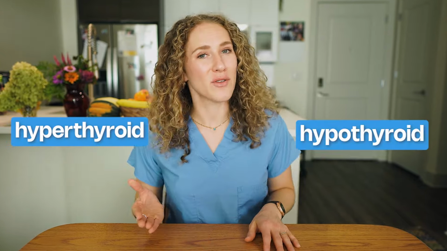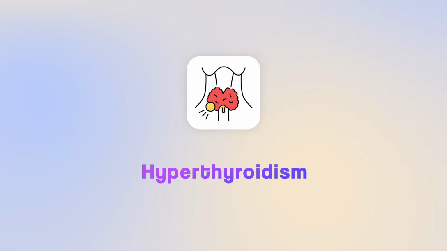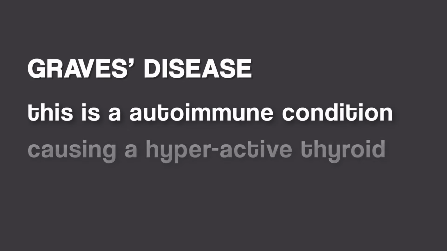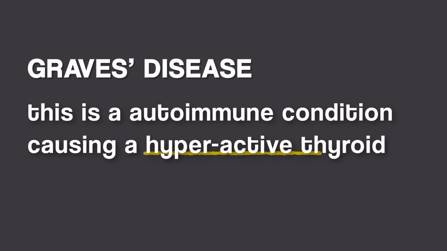So really, to tackle this topic, we have to separate which type of thyroid disease we are talking about, because whether it's a hyperthyroid condition or a hypothyroid condition, someone might experience completely different symptoms. So let's start with hyperthyroidism. This is where the thyroid gland is overactive and producing too high a level of thyroid hormone. There are different causes, and one of the most common is Graves' disease, an autoimmune condition causing a hyperactive thyroid.